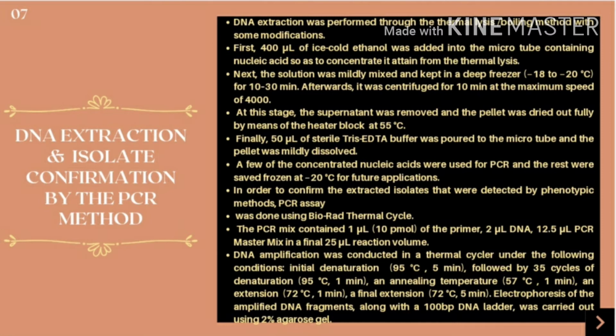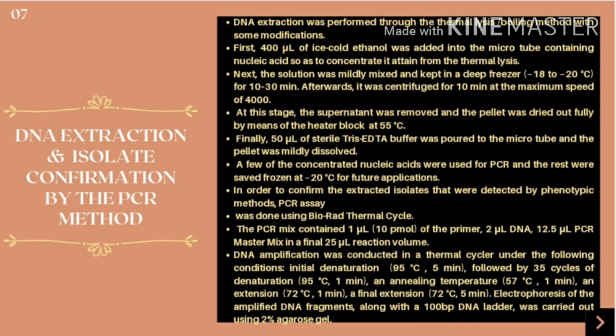First, 400 microliter of ice-cold ethanol was added into the microtube containing nucleic acid so as to concentrate it attained from the thermolysis. Next, the solution was mildly mixed and kept in a deep freezer at -18 to -20 degrees Celsius for 10 to 30 minutes. Afterwards, it was centrifuged for 10 minutes at the maximum speed of 4000. At this stage, the supernatant was removed and the pellet was dried out fully by means of the heater block at 55 degrees Celsius.